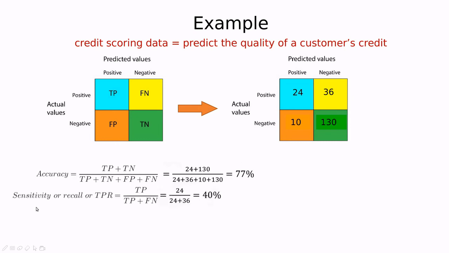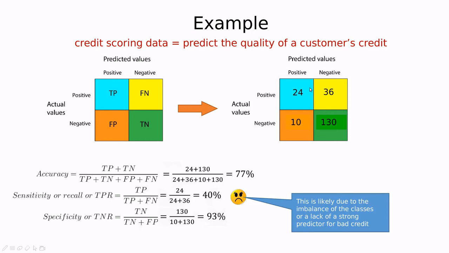Not bad. What about sensitivity? In this case, the number of true positives divided by true positives plus false negatives is 40%. And what about specificity? Here it is 90%. Why is that? Why this 40%? If you take a look at the table, you can see that the true number of negatives should be larger than 130, and the positives are around 24. So we have class imbalance, and this is not a very good data set to fit. Another possible explanation, and we should know more about the data set, is that maybe we don't have a strong predictor of the client's credit.